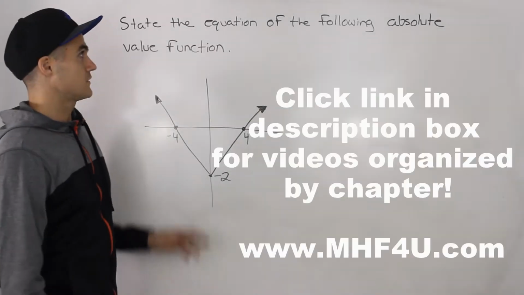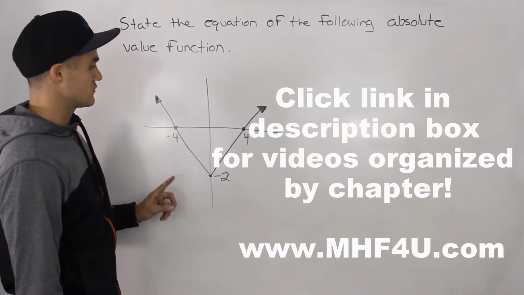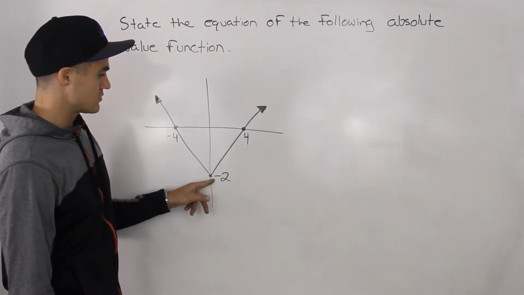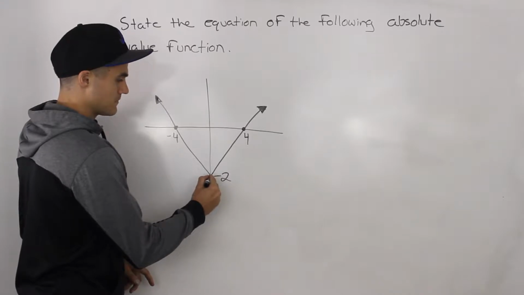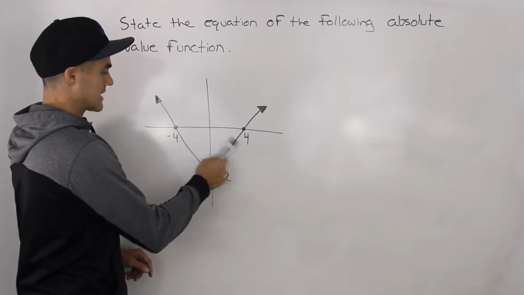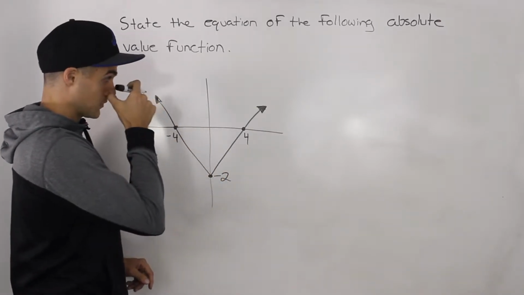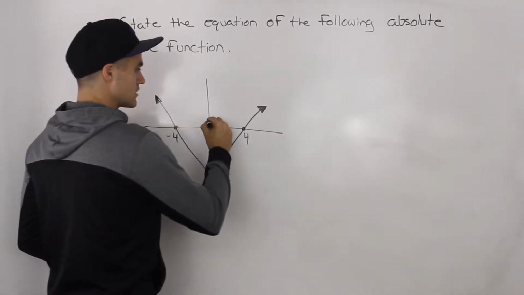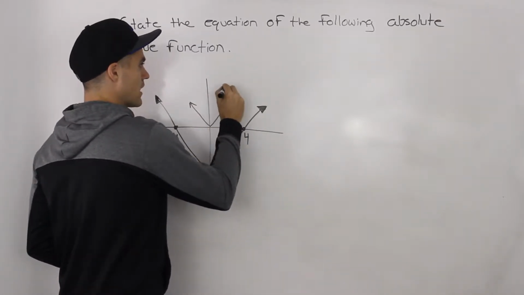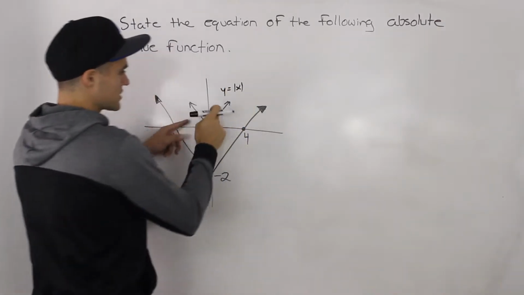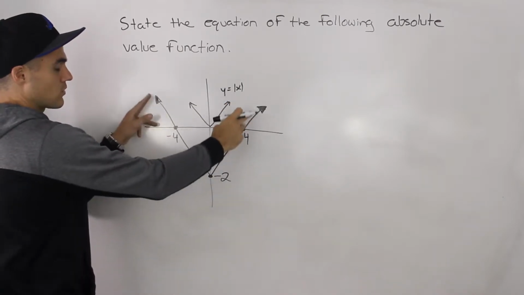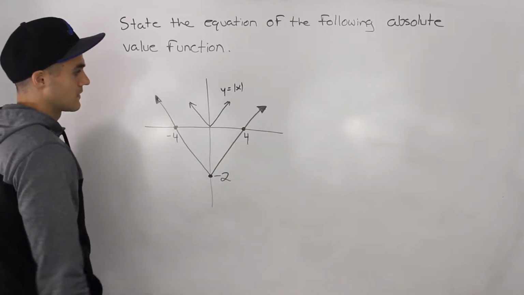Moving on to the next question, we have to state the equation of the following absolute value function. So we have this function here. We got -2 as being the y-intercept, and that also represents the vertex of the absolute value function. Then we got these x-intercepts of -4 and +4. So basically, we took the parent function y equals absolute value x, which looks like this, and then we transformed it to get this, and we just have to find the equation of the transformed function.